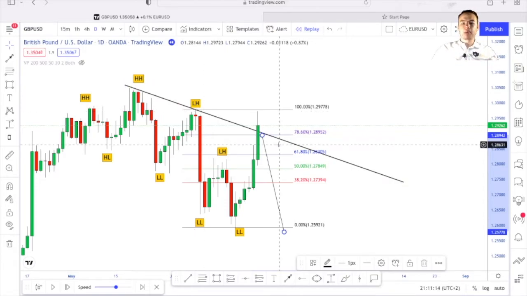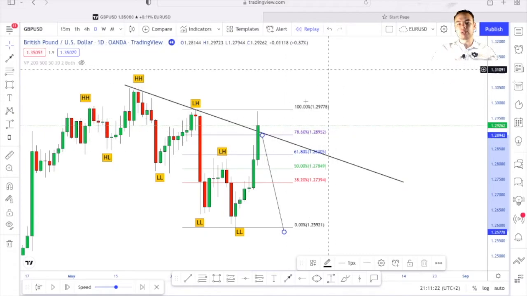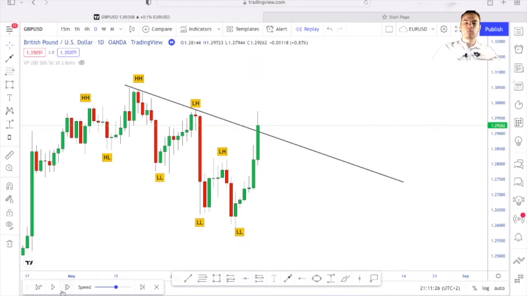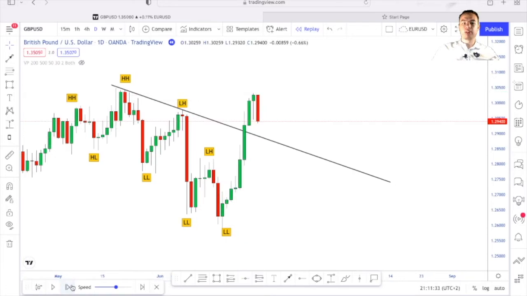So if it rejects that 78.6 and the trend line, then we sell. But if it breaks above, we need to wait for the retest on the trend line and then we look for a buying opportunity. So let's see what it does. Okay, we closed above. Now we need to wait for that swing point. There you go. So here is the new higher high. So now we need to wait for the retest on the trend line.